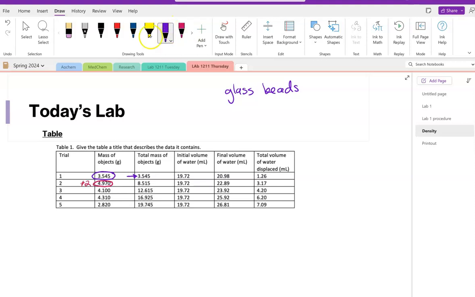And if you notice, I'm adding my total from the previous trial and the mass of my new bead to get my total mass. You can ask more questions about that if you have trouble with it. Initial water volume is going to be the same for everything. Your final water volume is what you're reading. Your total volume is your final minus initial.